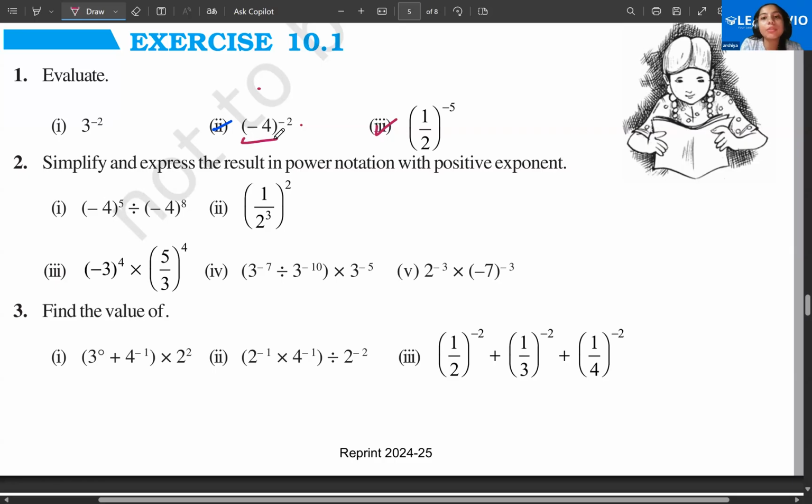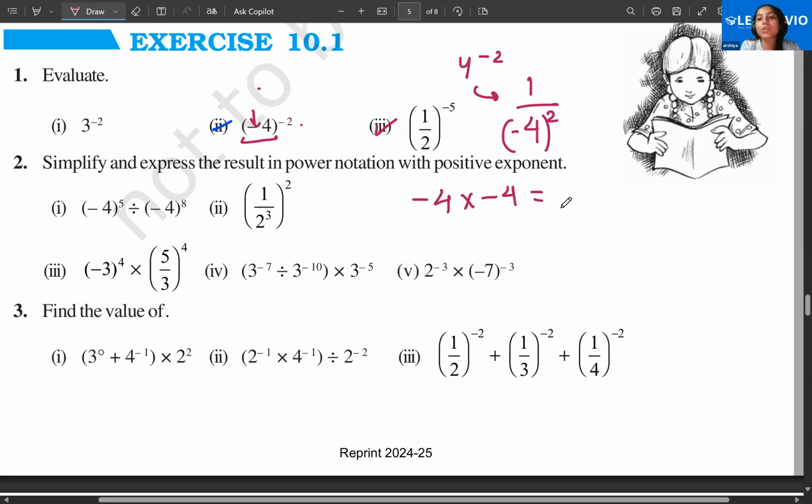Think of -4 as just a normal number. Don't think that the negative sign is not going to change anything. So if it was 4 raised to the power of -2, how would you have written this? 1 by 4 to the power of 2. Yes, but because this is -2, everything is going to be the same, but you'll have a negative sign. So it's basically -4 times -4.